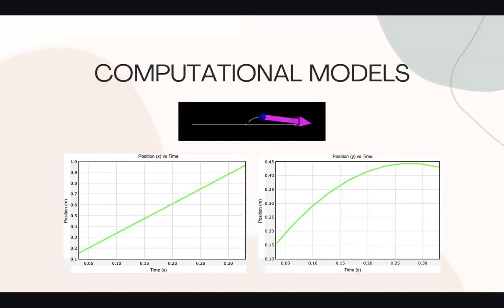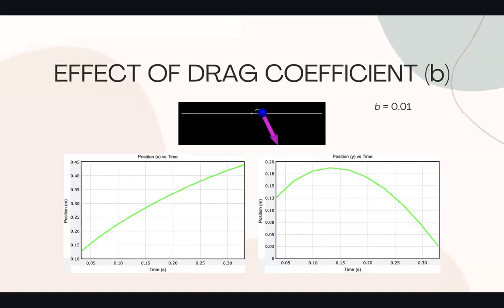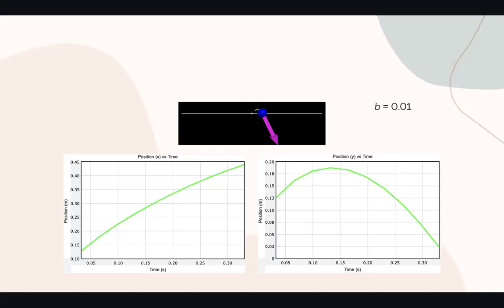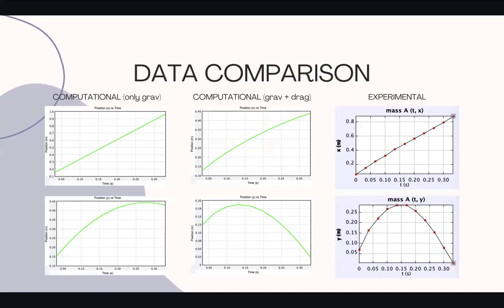In the computational model, you can see that the x component graph is more linear and the y component graph is more parabolic. Now when b changes to 0.01, it becomes a little bit more parabolic, even if it's not a big change. In the data comparison, we can see that the computational model with gravity and drag forces is more similar to the experimental graphs.